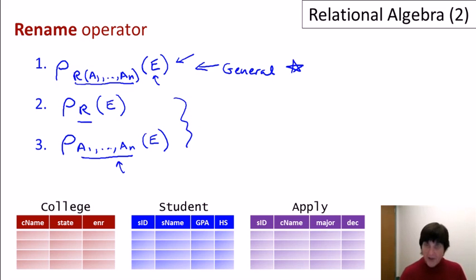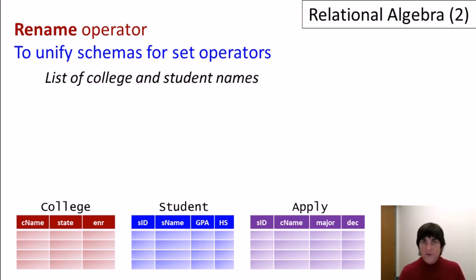Okay, so now let's see the rename operator in use. The first use of the rename operator is something I alluded to earlier in this video, which is the fact that when we do the set operators, the union, difference, and intersect operators, we do expect the schemas on the two sides of the operator to match. And in a couple of our examples, they didn't match, and the rename operator will allow us to fix that.